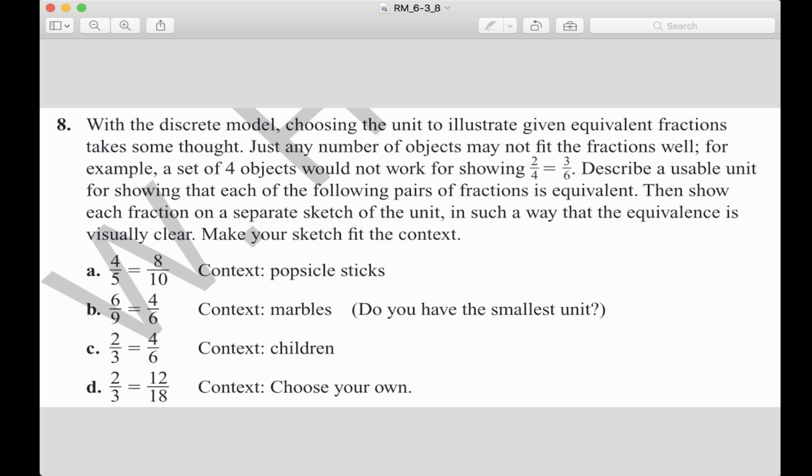I wanted to just make a quick video about this item in your homework. This is in section 6.3, number 8, and it refers to the discrete model. We have continuous and discrete quantities and models. I'll show examples of each of those and just use part A here as an example for this one.